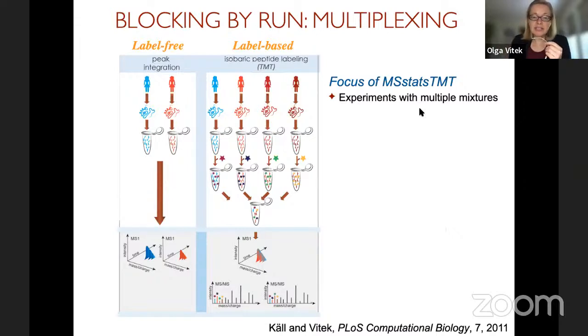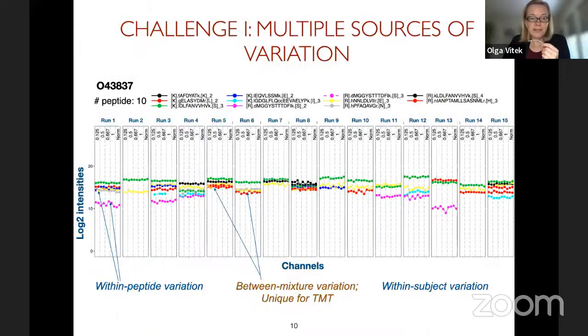And this introduces enough statistical complexity that we had to have a separate package for that because it's quite different from label-free experiments. And there are issues such as how we account for different layers of uncertainty, but also how do we design optimal experiments when we do multiplexing. And so that's really what we focused on.